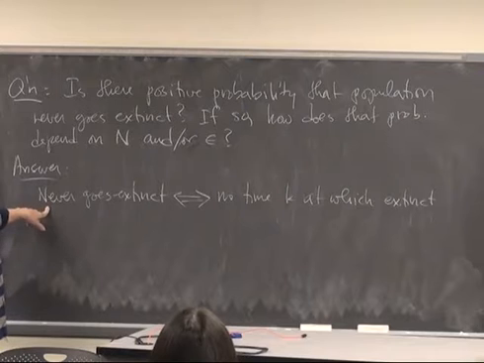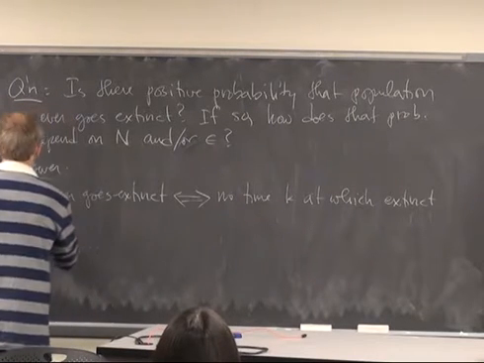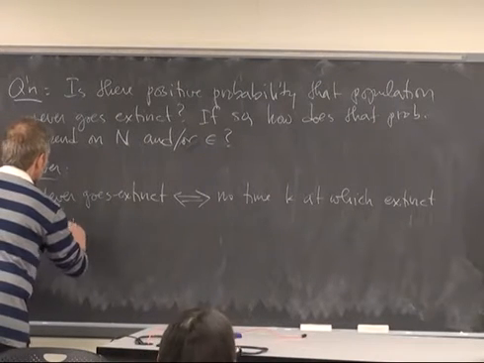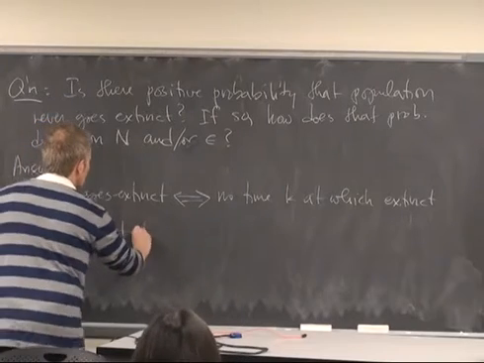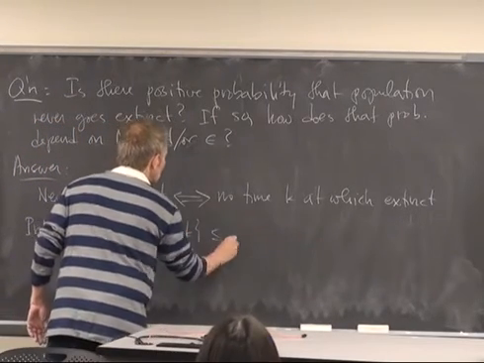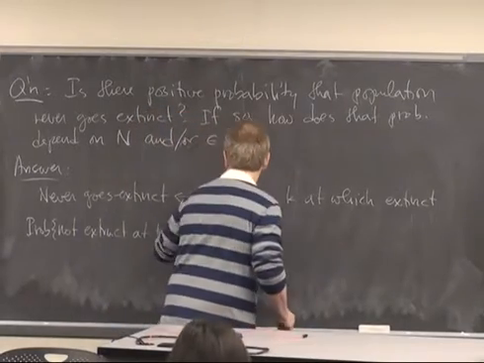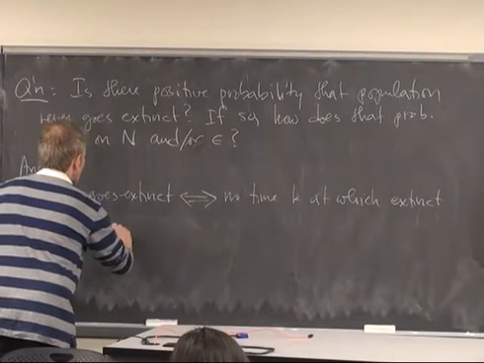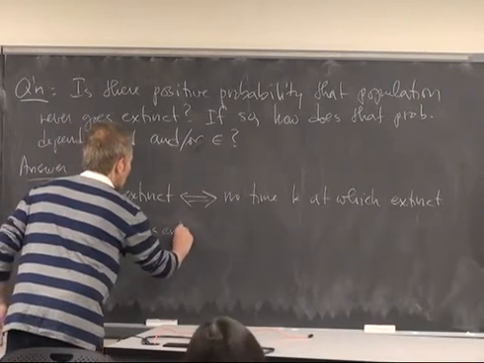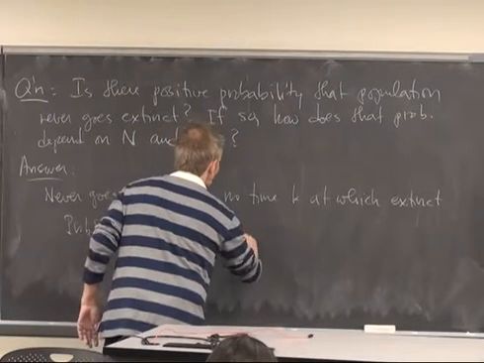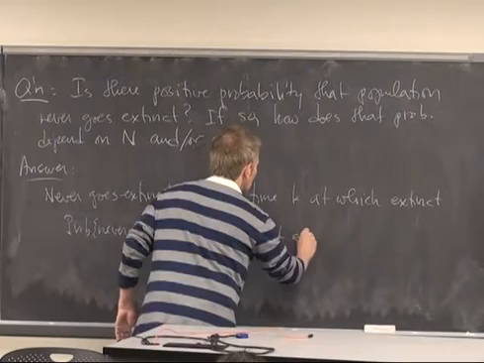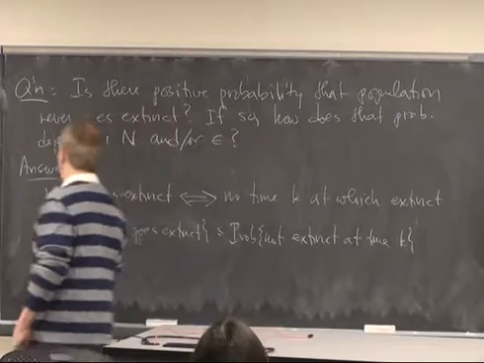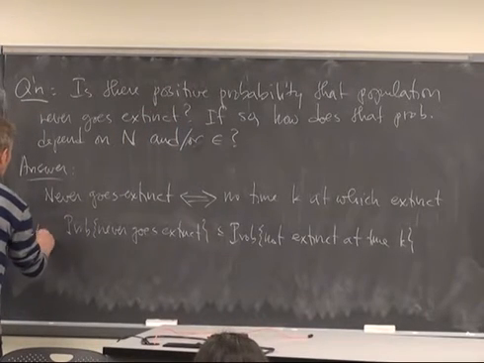Okay? And so certainly the probability that it's not extinct at time k is going to be less than or equal to, or the other way around, the probability that it never goes extinct is going to be less than or equal to the probability that it's not extinct at time k. And that's going to be true for all k bigger than 0.